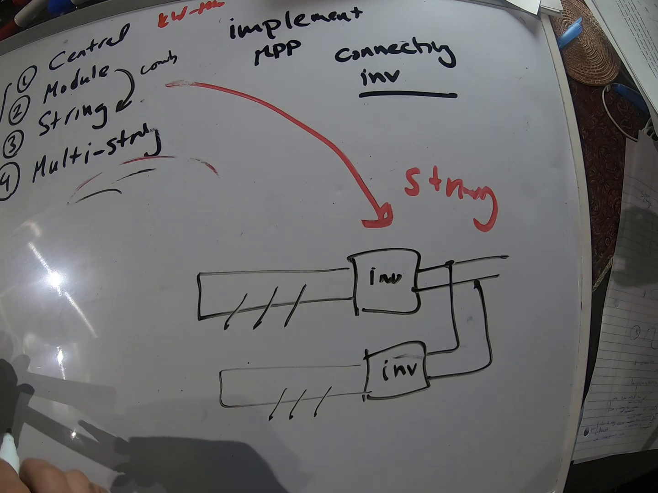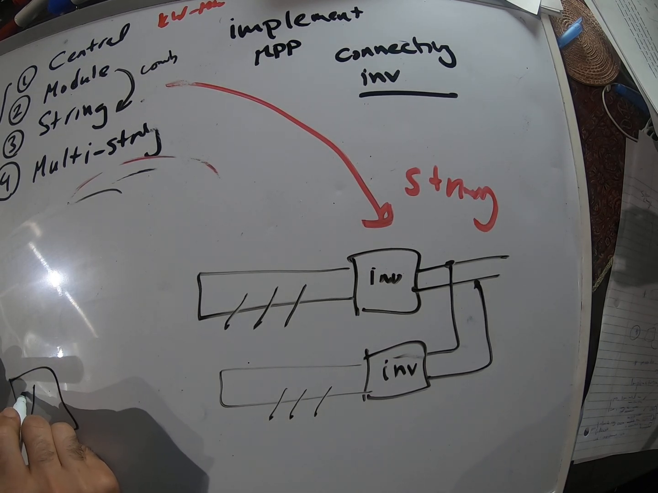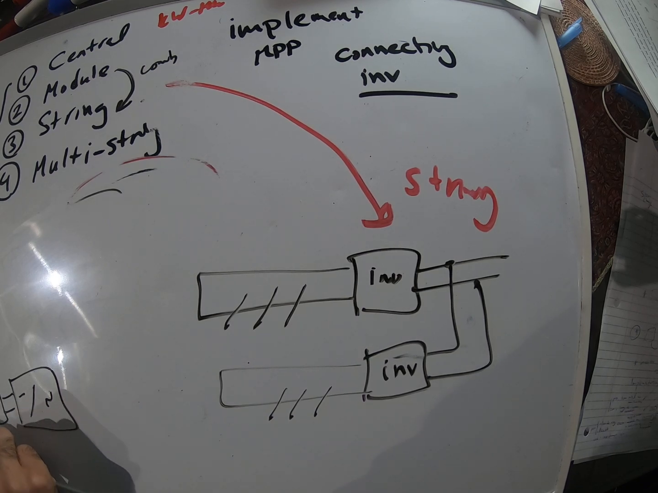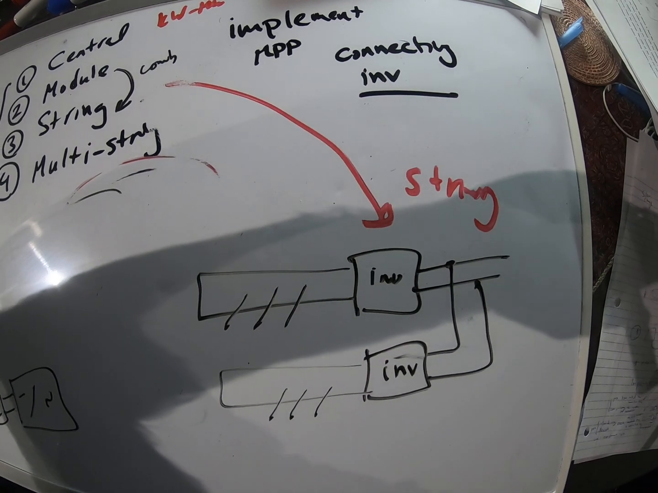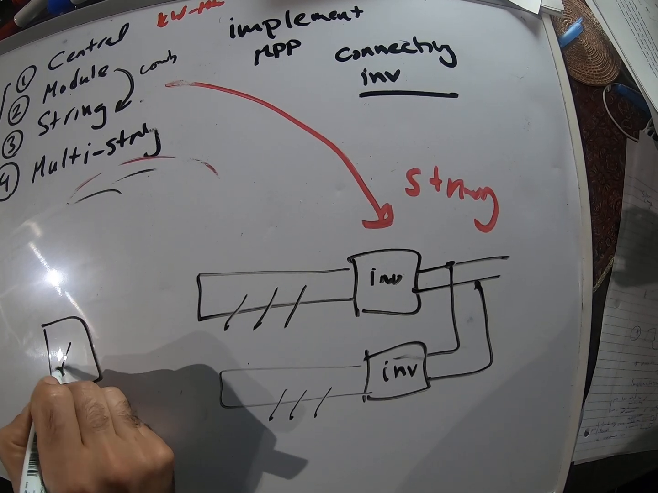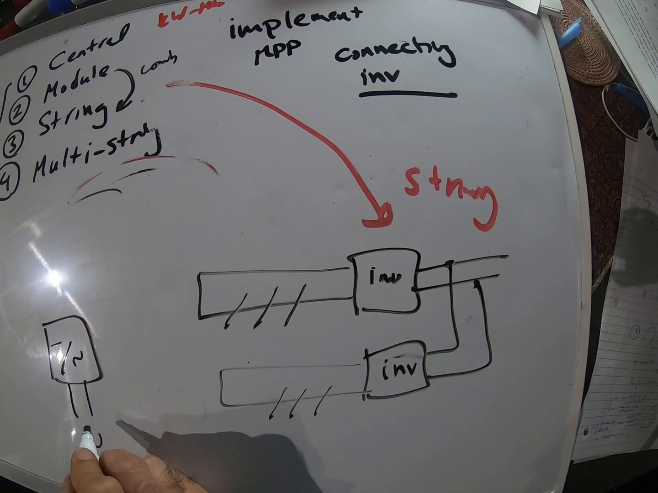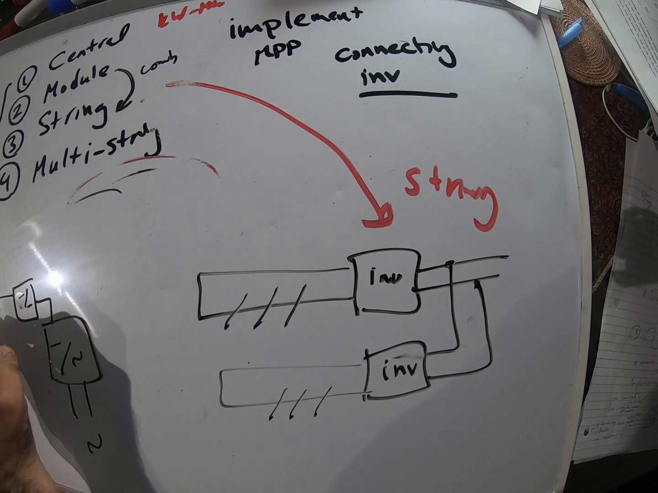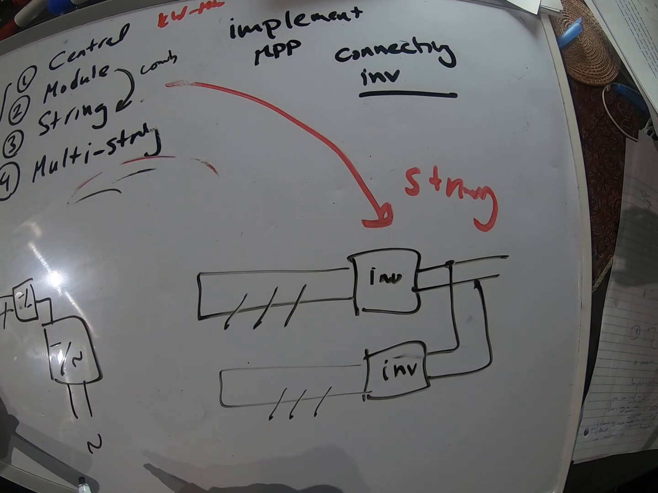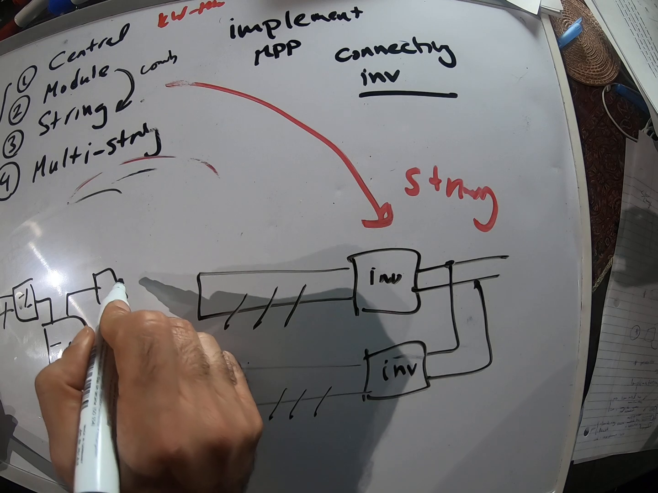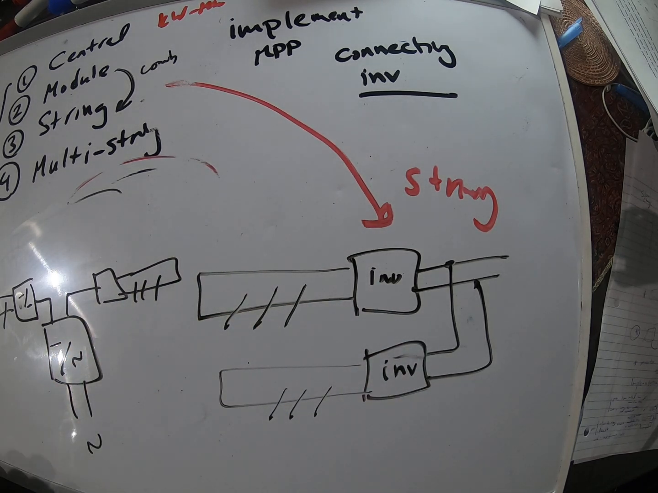And in the multi-string, what we have is basically one inverter that goes to different DC-DC converters. Not sure if you can see this corner. No, you can't, sorry. So we would have a central inverter that's connected to AC, and then we would have DC-DC converters that would supply a string of solar panels, and another DC-DC converter that would supply another string. So this is called multi-string.